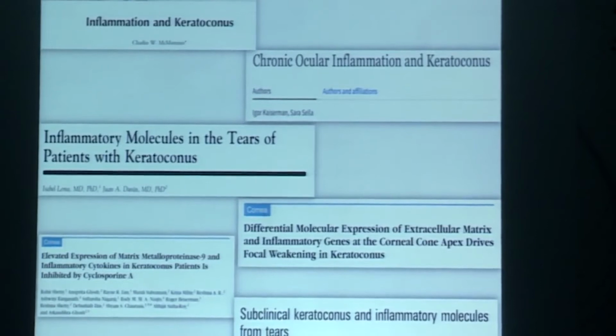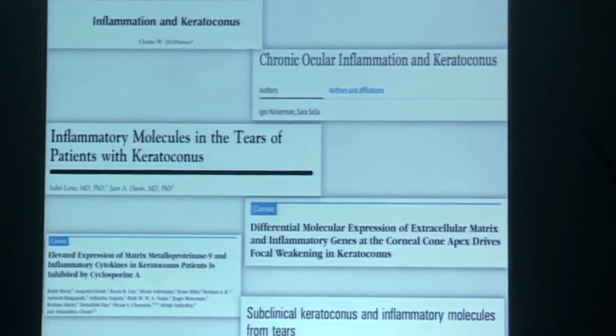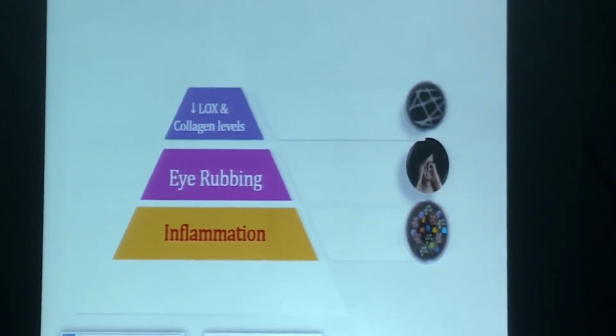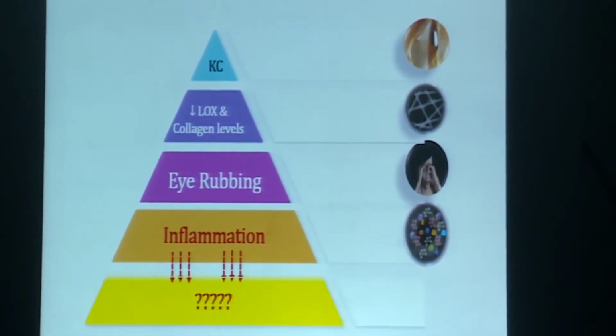Our group and multiple other groups have shown in the past that there is a role of inflammation which drives eye rubbing, which in turn leads to keratoconus. So we now know that inflammation leads to eye rubbing, which leads to low levels of LOX and collagen, which leads to keratoconus. But the question is, where is this inflammation coming from?